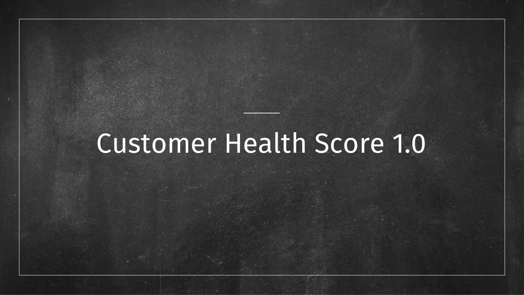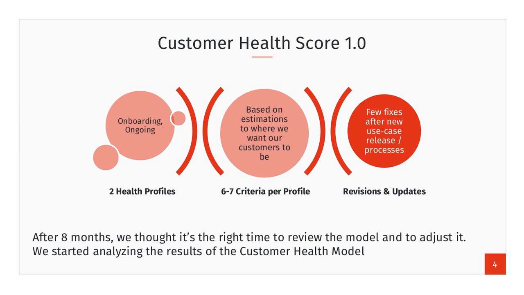So the first version of the customer health score was mainly based on a gut feeling. A year ago, we joined Totango, and we set up the first version. We defined 2 health profiles, one for onboarding and one for ongoing. Per each profile, we defined between 6 to 7 criteria based on what we thought our customers should do with our product.